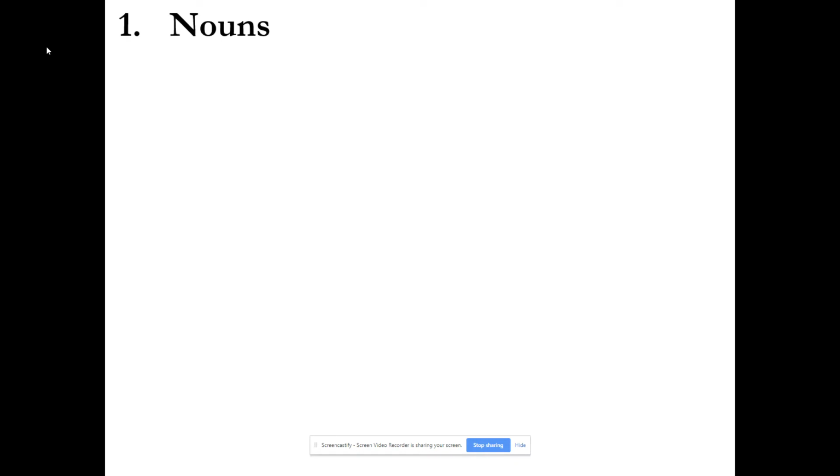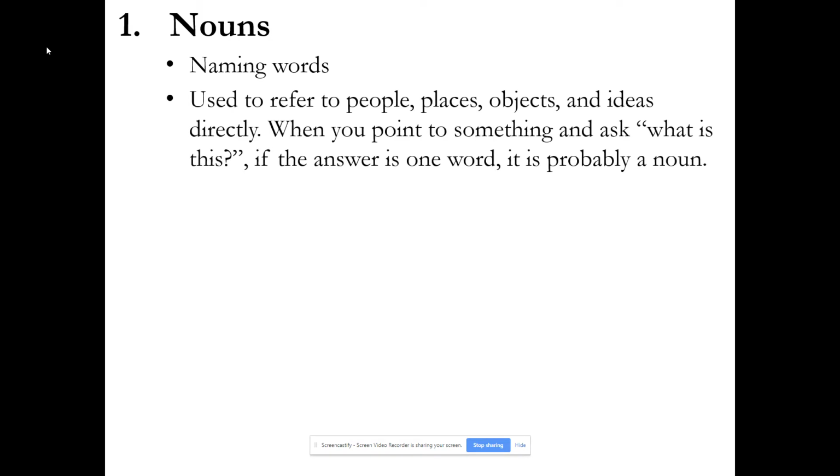So, first part of speech is a noun, right? Nouns are just naming words. We use these to refer to people, places, objects, and ideas directly. If you point to something or pick something up and you ask someone else, what is this, they are probably going to respond with a word. Maybe there are a few other things attached to that word we'll talk about in a moment. You pick up your phone and say, what is this? The response might be your phone or a phone. And phone in this case would be the noun.